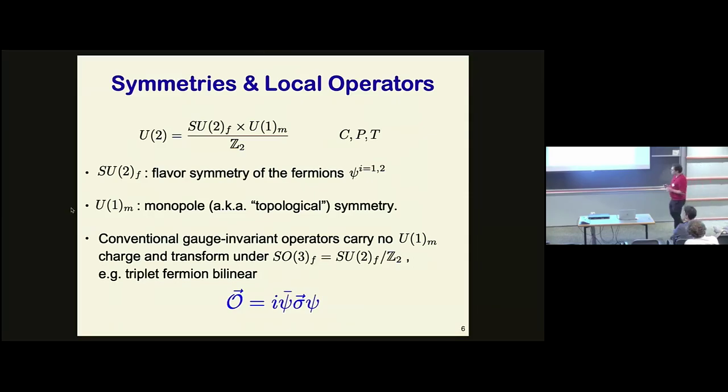Now, if you only constrain yourself to the standard polynomial in the field type local operators, then these operators do not see the U1 magnetic charge. They're therefore only charged under the SU2 flavor symmetry modulo the Z2 quotient, so actually they're transforming in representations of SO3. And that's true of all these gauge invariant polynomials in the fields. For example, here we have an important operator, which will be a mass operator that I'll turn on later, which is a bilinear in the fields that is a triplet of the SU2 symmetry.